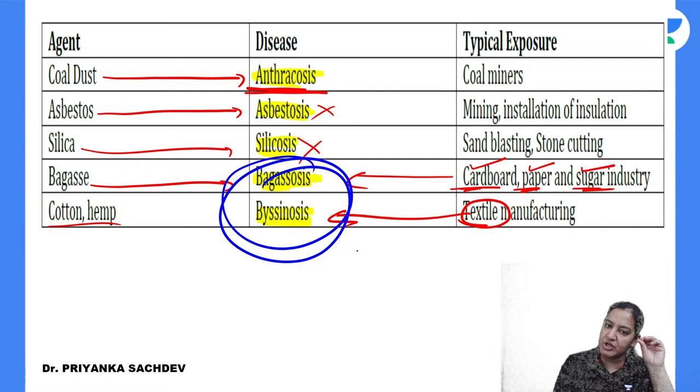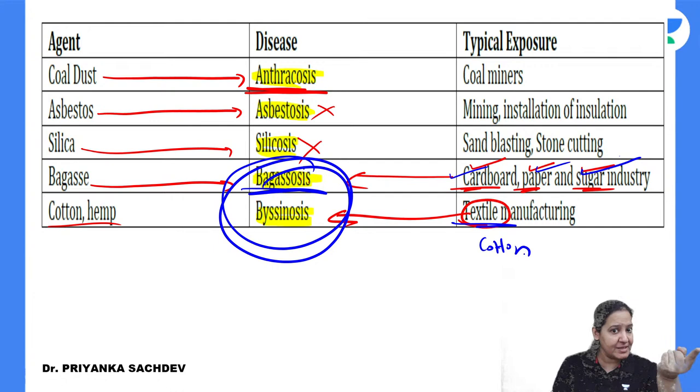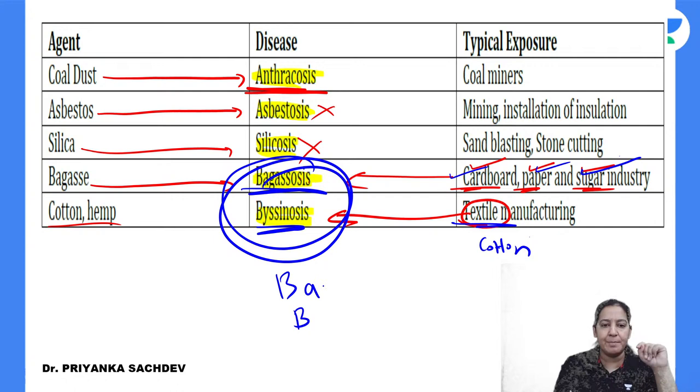Students always have confusion between bagassosis and byssinosis, right? Both are occupational hazards. Imagine a person working in a cardboard factory, paper factory, or sugar factory, he will have bagassosis in future. He is prone to have bagassosis. If the person is working in a cotton industry, textile industry, hemp industry, he is prone to have byssinosis. Both start with B. Don't get confused. One is bagassosis and one is byssinosis.